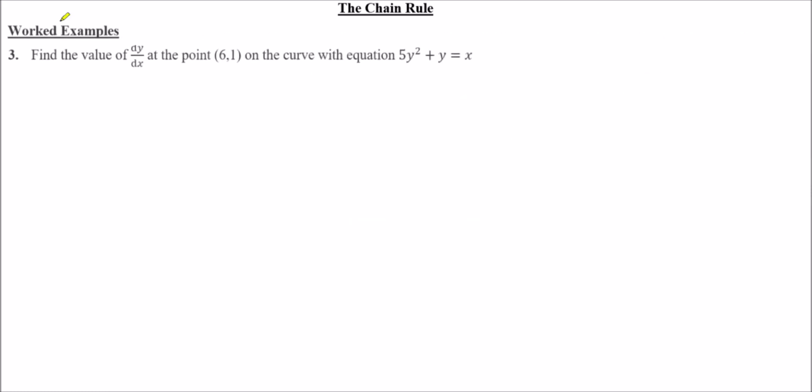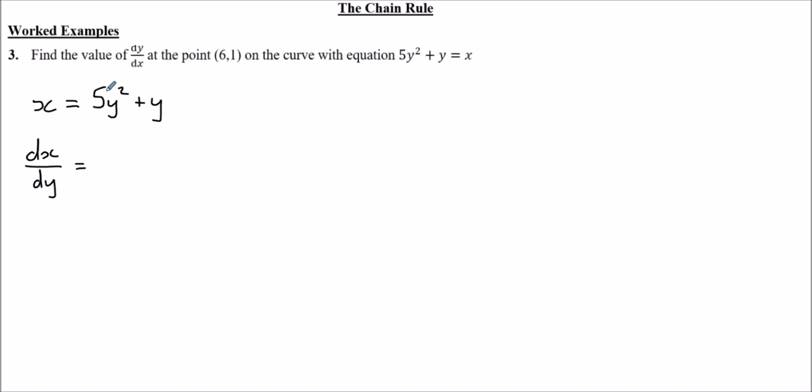So in this example here, we need to find dy by dx at the point 6, 1 on the curve with equation 5y squared plus y equals x. So the first thing I'm going to choose to do is write this with x as the subject. So x equals 5y squared plus y. That's what x is. I'm now going to differentiate x with respect to y.